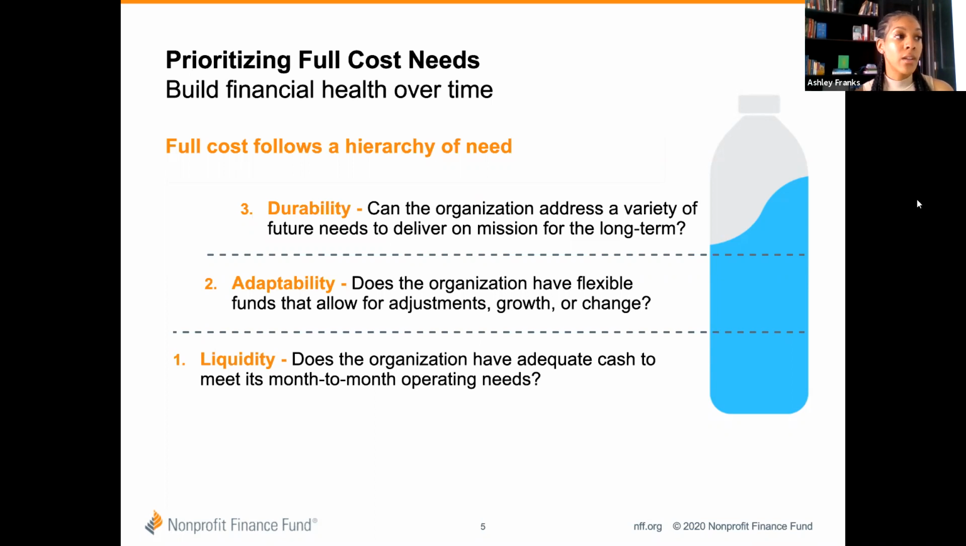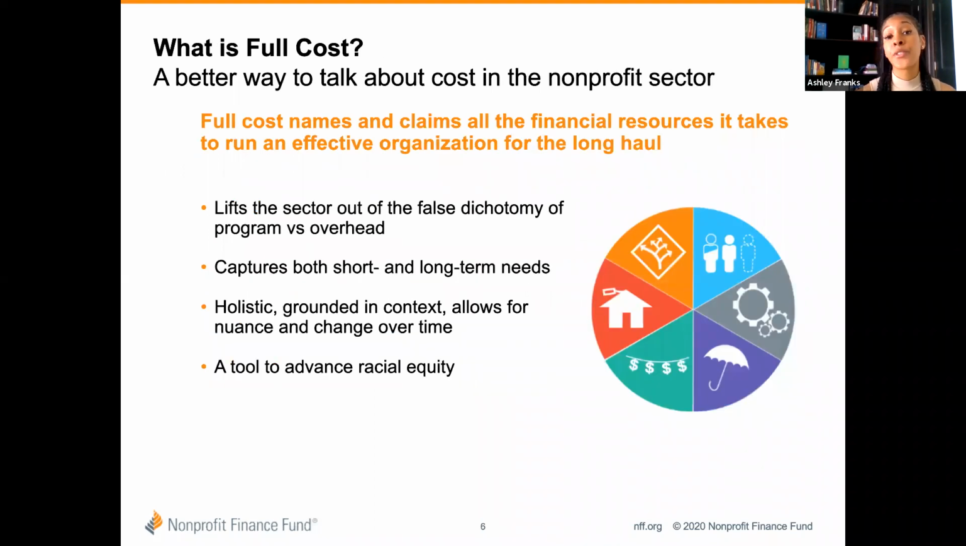And so now I'm going to go ahead and introduce the full cost framework. And before we dive into the actual components of the framework, I first want to say that when NFF uses the language full cost, we mean something very specific. We know that there are lots of ways that this language is described in the field. Some people call it real cost, some people call it true cost, some people call it total cost. You all have probably heard this language in one way or another.